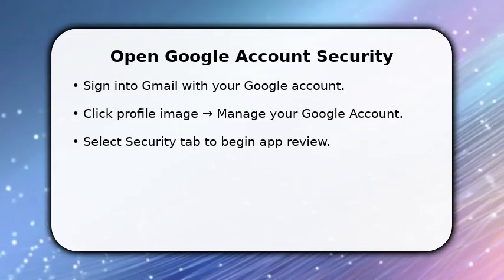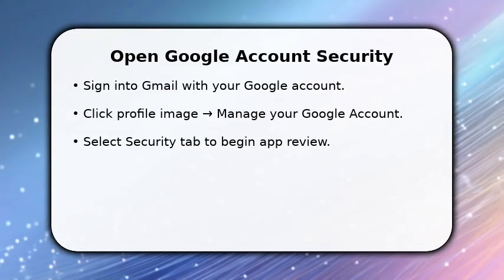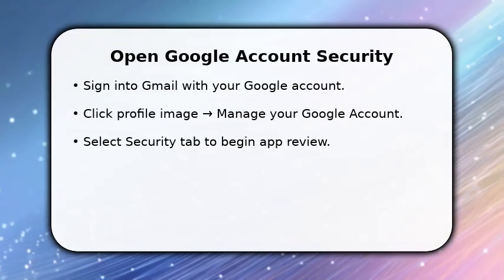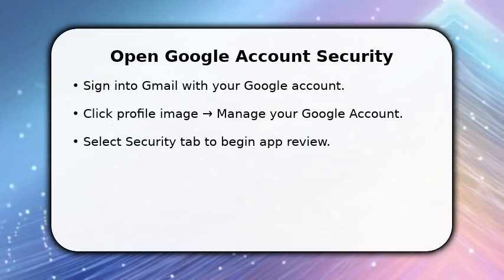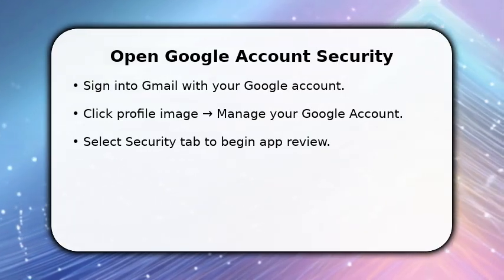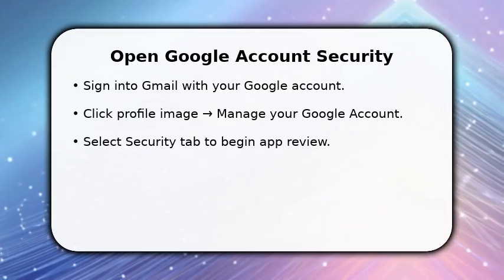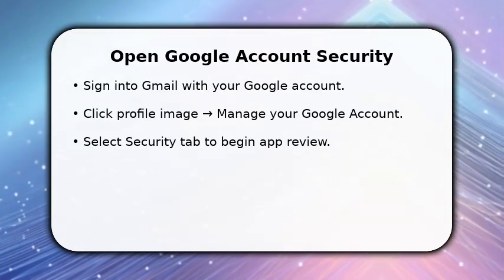You start inside Gmail, sign in if needed, and click your profile picture. Once done, choose Manage your Google account so you control settings centrally. Now go to the Security tab. This is where Google lists third-party access and connected apps. You're taking the first actionable step.